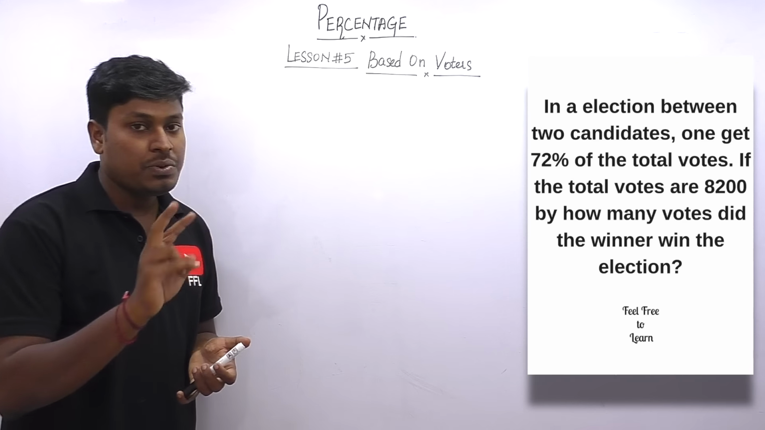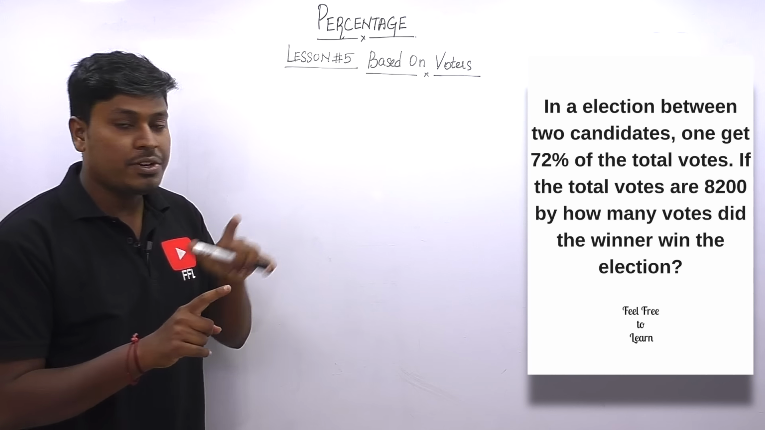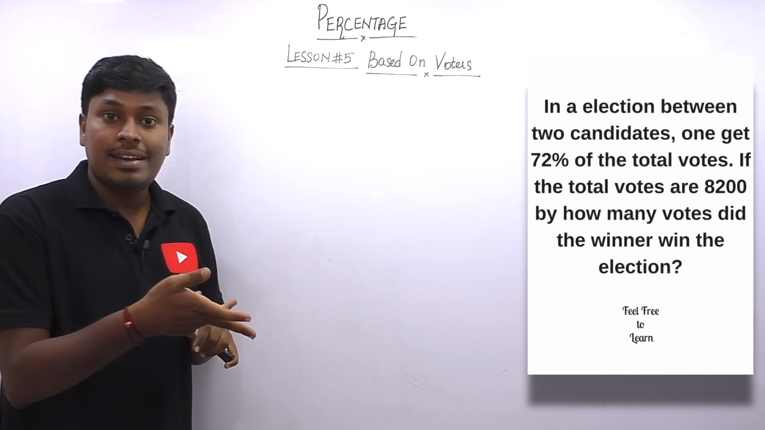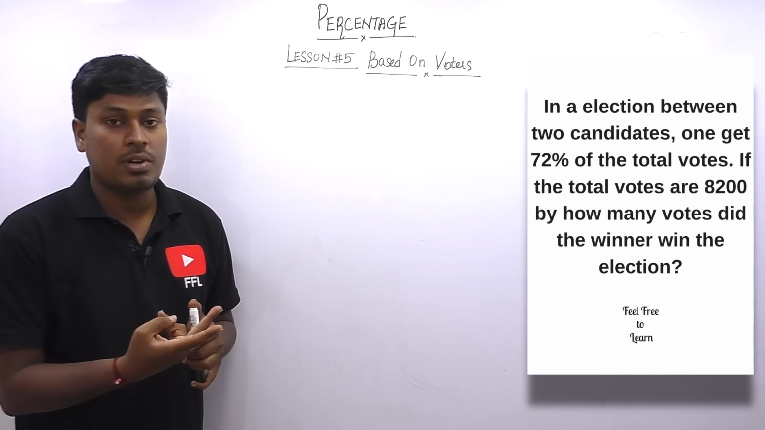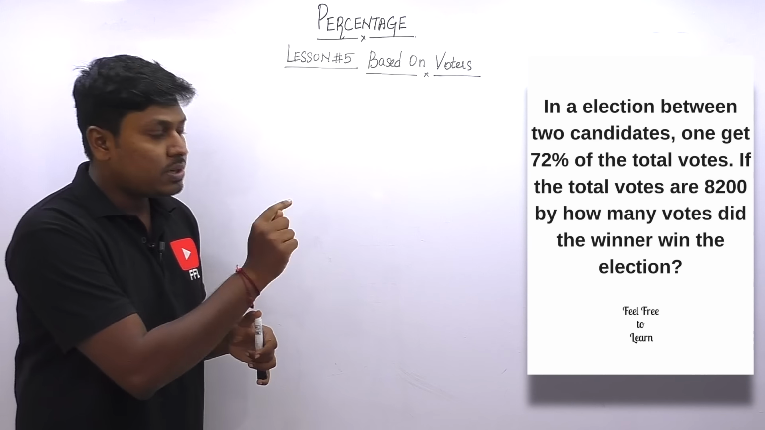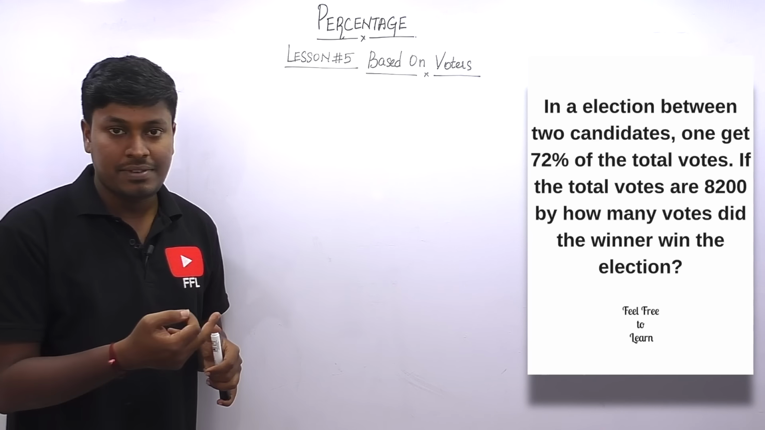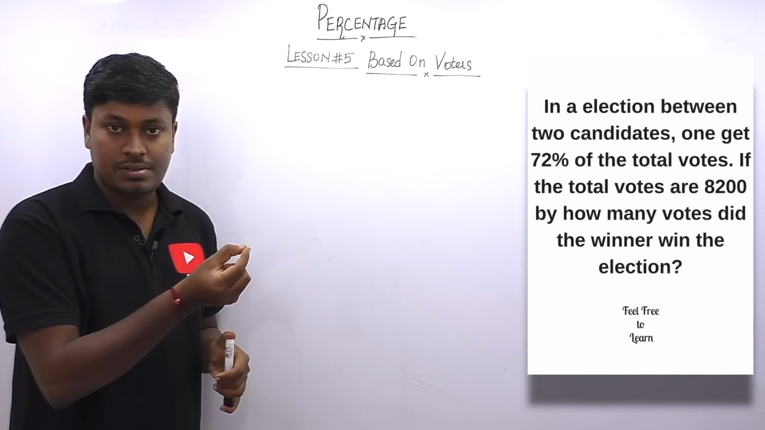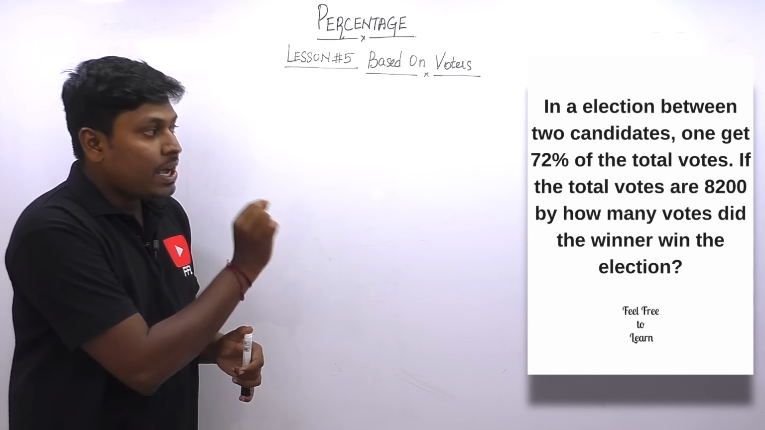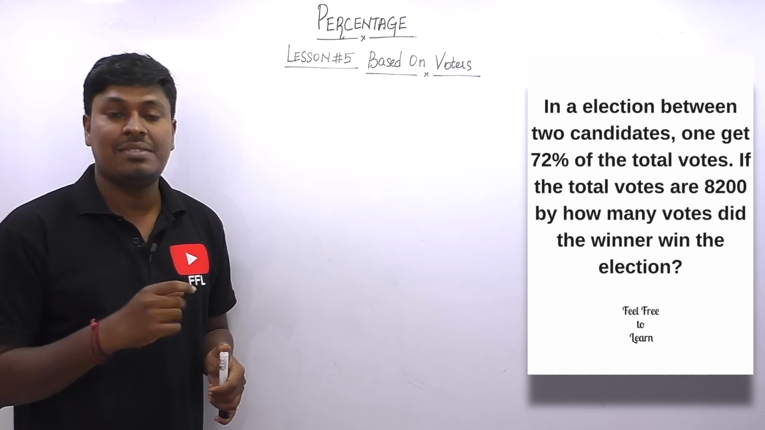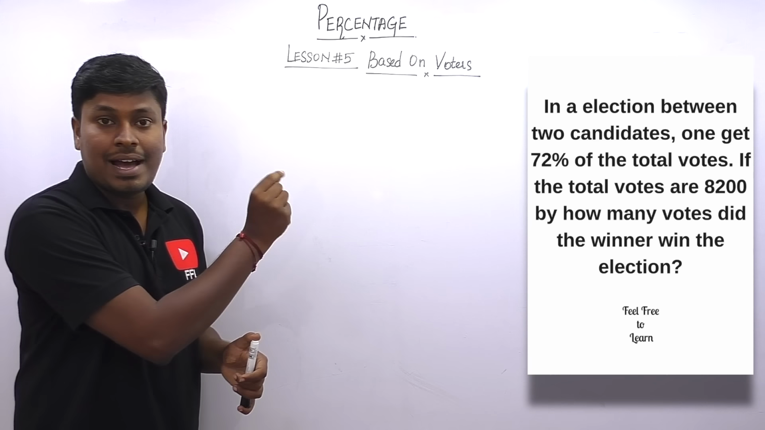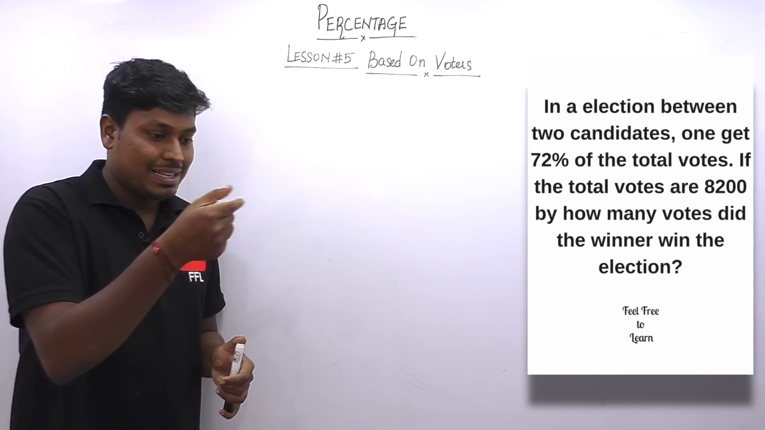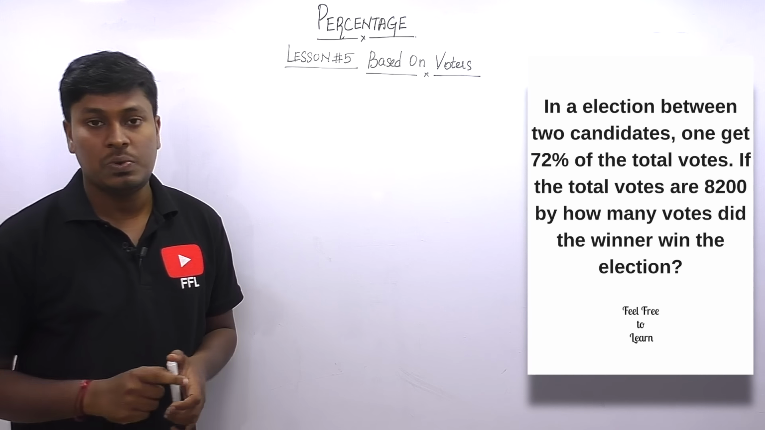In an election between two candidates, one candidate got 72% of the total votes. The total votes are directly given. In the previous question we had to find the total votes, but in this question the total votes, 8,200, are directly given. Our target is to find the majority, by how many votes. Listen to the question carefully: by how many votes did the winner win the election, the word being by. That's why we have highlighted it, by how many votes, which means the majority. So we need to find the difference between the winner percentage and the loser percentage.